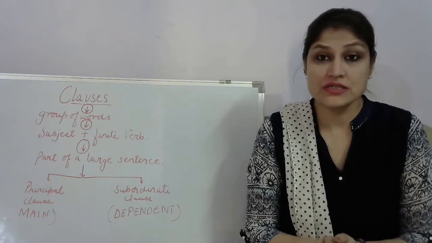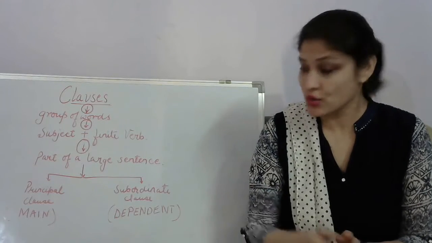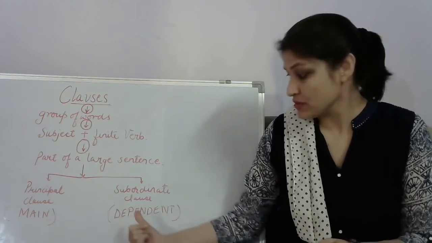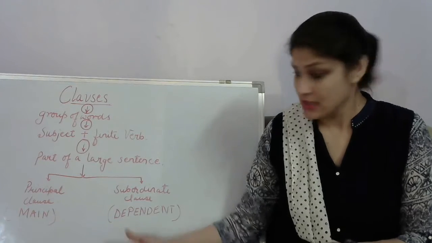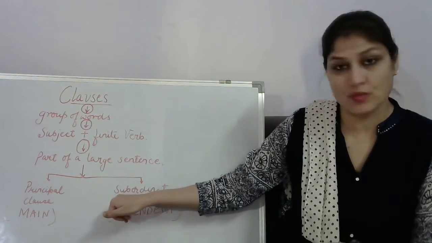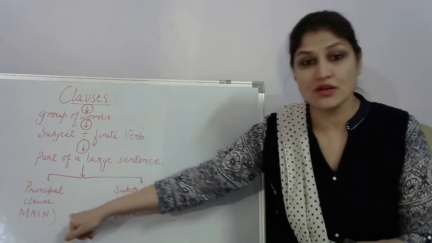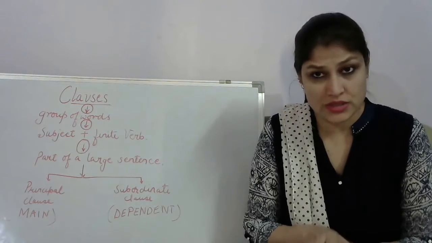Now these clauses are of two types: the principal clause or the main clause, then we have the subordinate clause or the dependent clause, right? So it is easy to remember that the principal clause has a subordinate clause, and the main clause has a dependent clause. You can remember it the way you want, right?